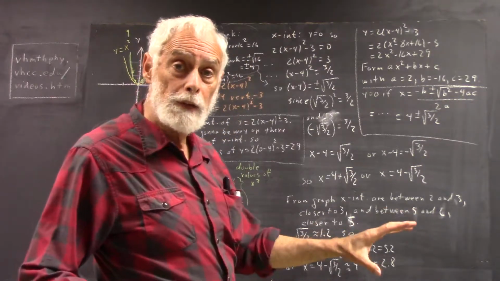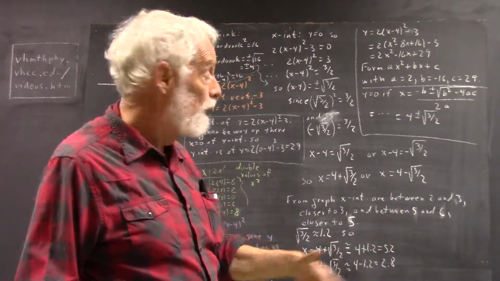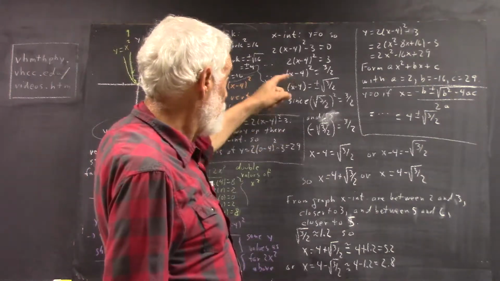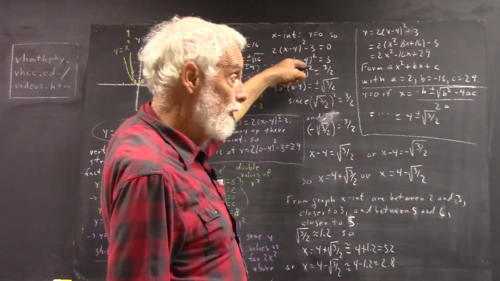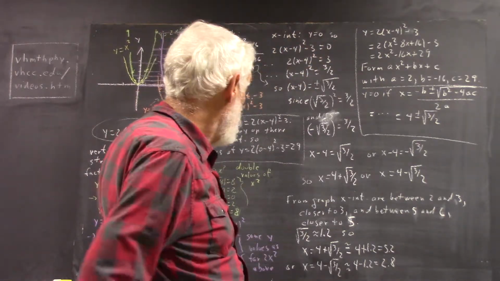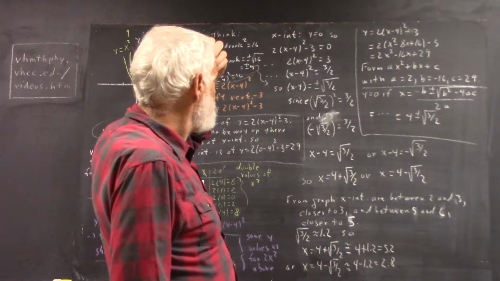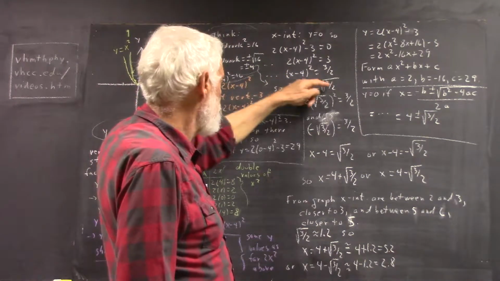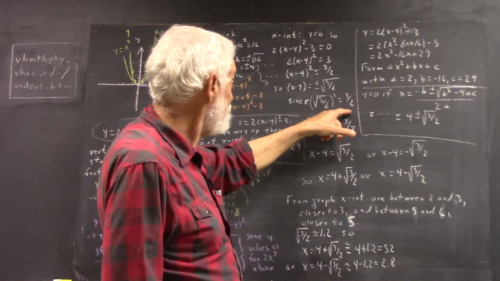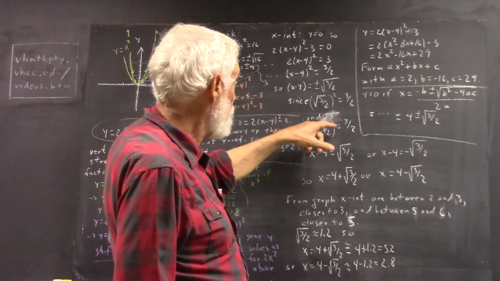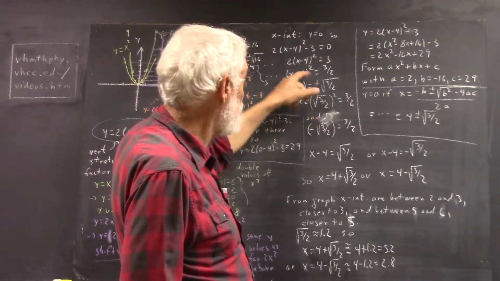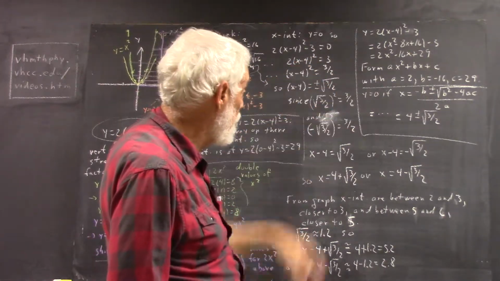You can just remember that as a rule, but you should also understand it: you're squaring something, and it doesn't matter whether that something is positive or negative, you are going to get a positive result. Okay, anyhow, and this is so because if you square the square root of 3/2, you get 3/2. So if x minus 4 is the square root of 3/2, then x minus 4 squared is 3/2.